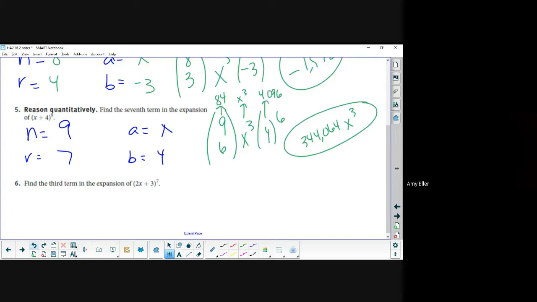This one just says find the 7th term. So I leave the x in there. That's the whole 7th term. Actually, let's do 6 and then one other thing. Try 6 on your own.